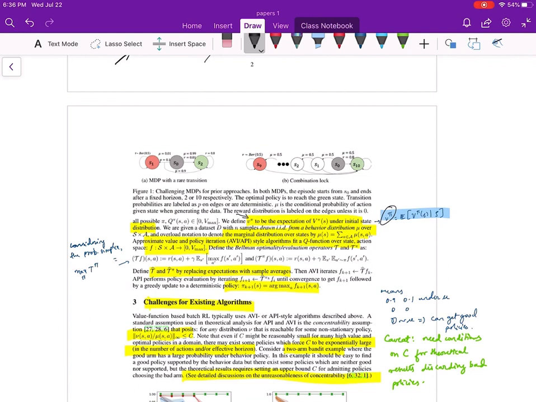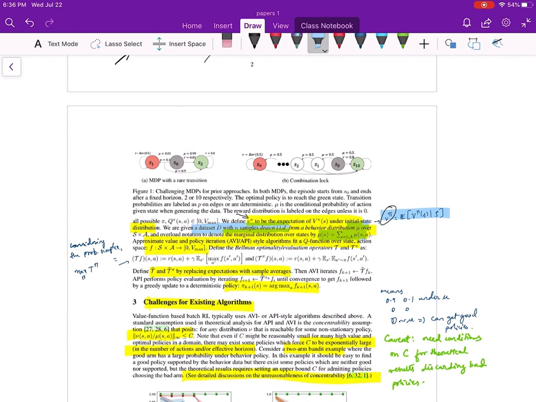Going ahead, given dataset D with n samples drawn IID from behavior distribution mu. So mu is the behavior distribution pi b which I've written earlier, and it has a marginal distribution over states. This is just to take care of the notation.